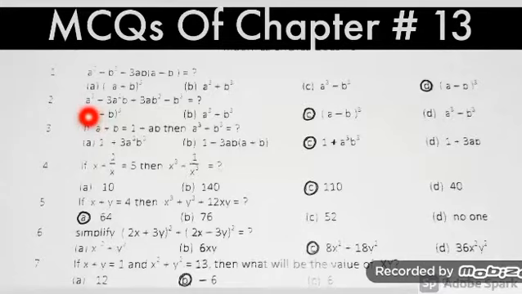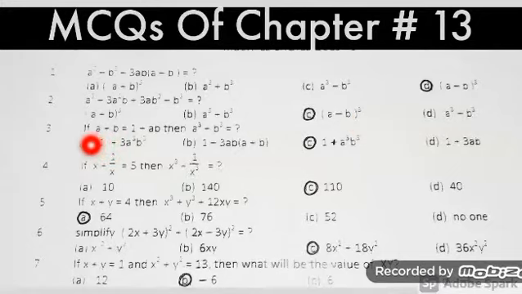Statement 2 is a cube minus 3a square b plus 3ab square minus b cube is equal to what? If we multiply 3ab with a and b, then we get minus 3a square b plus 3ab square. So statement 2 and statement 1 are the same identities. So its answer will be the same, a minus b whole cube.